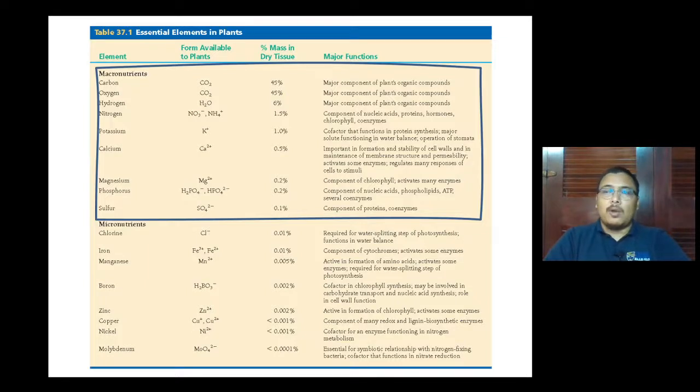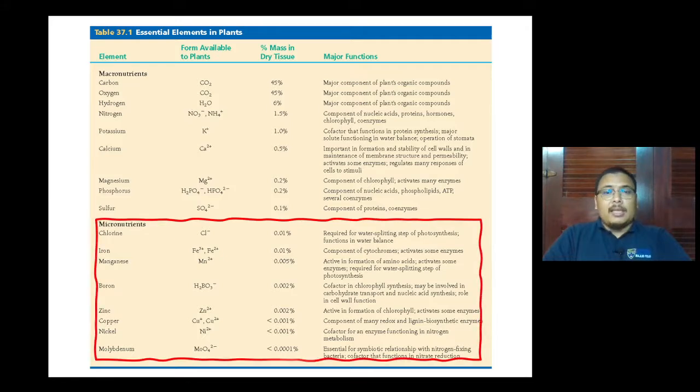So we have carbon, oxygen, hydrogen, nitrogen. Carbon, oxygen, and hydrogen are the main elements in photosynthesis to produce carbohydrate. They also have nitrogen and potassium. We already discussed before the two main elements in the nitrogen cycles, and the plant also needs potassium, calcium, magnesium, phosphorus, and also sulfur. So these are the main elements needed by the plants as macronutrients.